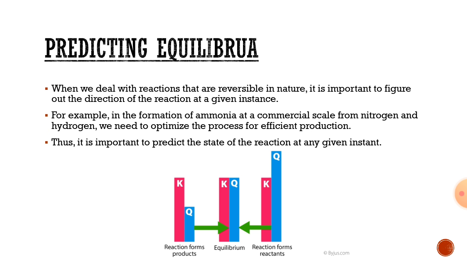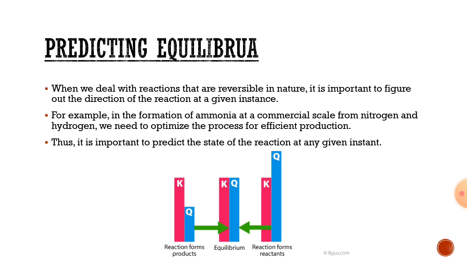Predicting the reaction: it's important to predict the direction of a reaction, so we must know that there should not be any blast in the lab. If we know the direction, we should know their path. When we deal with reactions that are reversible in nature, it is important to figure out the direction of the reaction at a given instance. For example, in the formation of ammonia at a commercial scale from nitrogen and hydrogen, we need to optimize the process for efficient production. Thus, it is important to know the state of the reaction at any given instance.